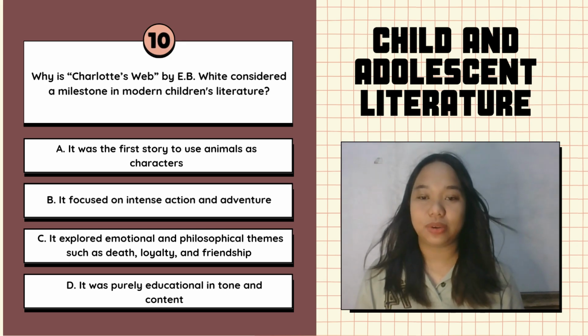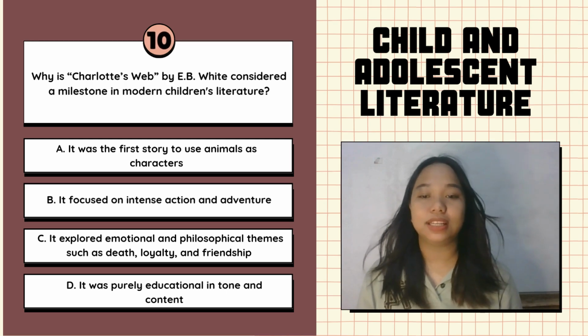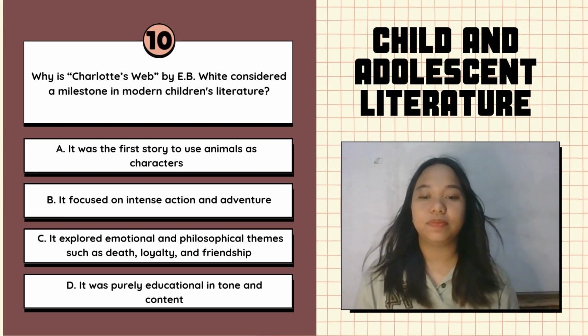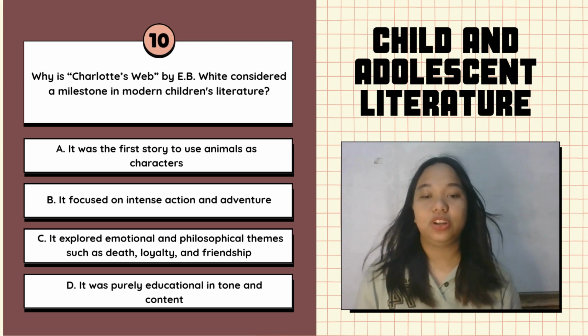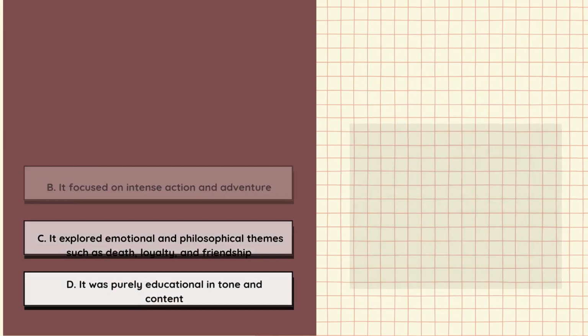Again, I will repeat the question. Why is Charlotte's Web by E.B. White considered a milestone in modern children's literature? Letter A, it was the first story to use animals as characters. Letter B, it focused on intense action and adventure. Letter C, it explored emotional and philosophical themes such as death, loyalty, and friendship. And lastly, letter D, it was purely educational in tone and content.